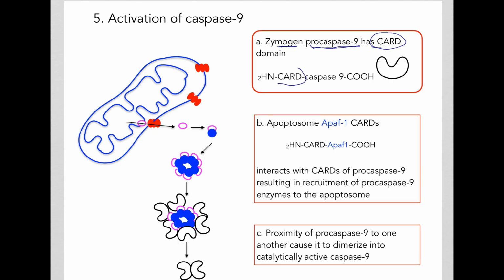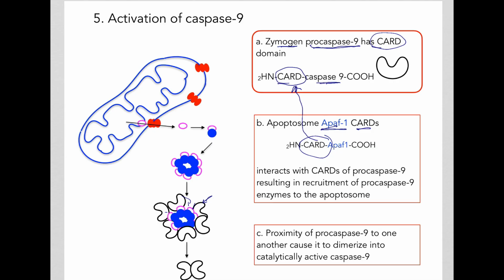Now in the next step, the zymogen, the inactive pro-caspase 9, also has a CARD domain. What's going to happen is the CARD in the APAF is going to interact with the CARD of pro-caspase 9, and that is going to bring this pro-caspase 9 towards the APAF.